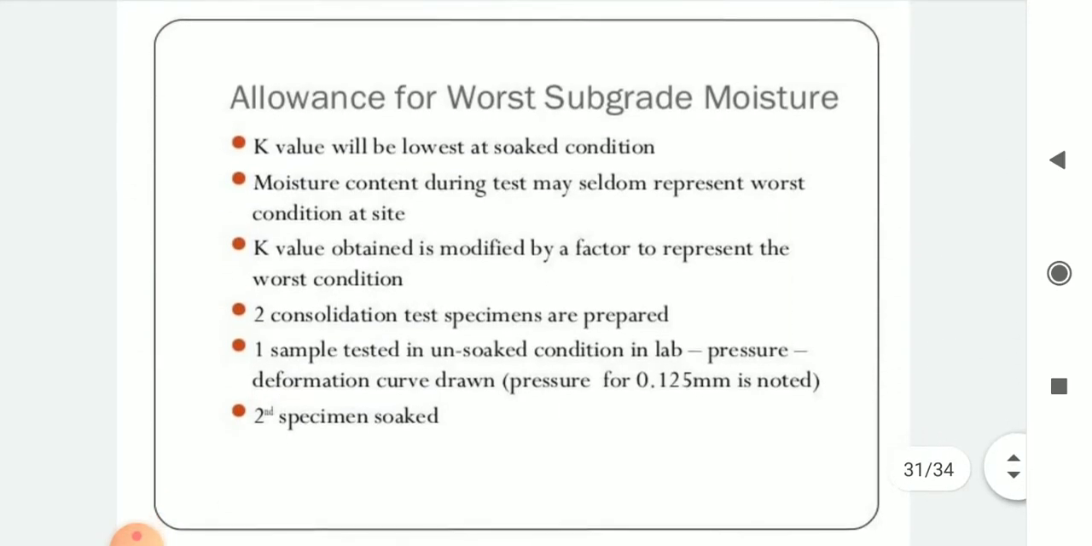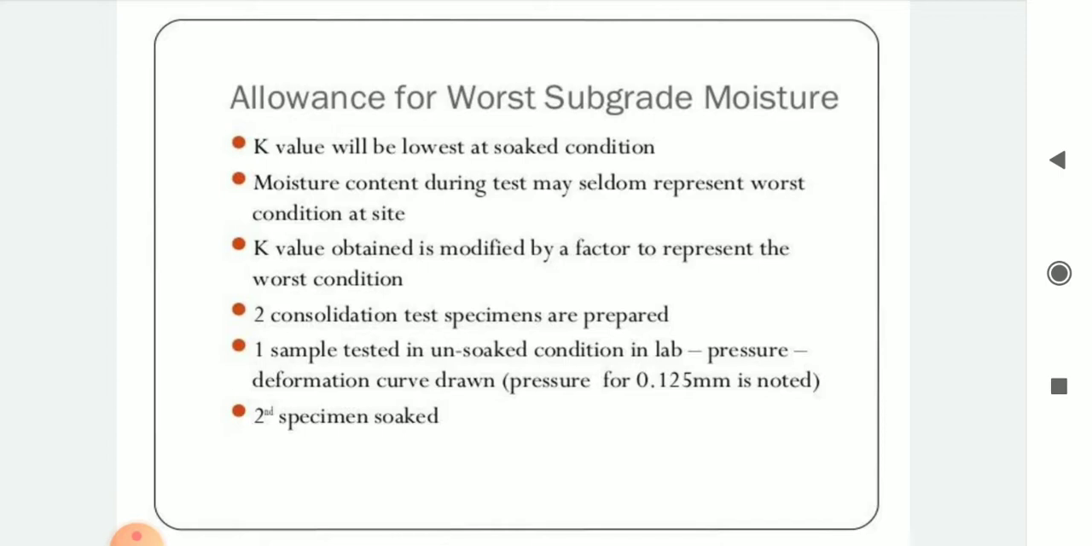Then allowance for worst subgrade moisture. K value will be lowest at soaked conditions. Okay. Then the moisture content during the test may seldom represent the worst condition at site. So the K value obtained is modified by a factor to represent the worst condition.